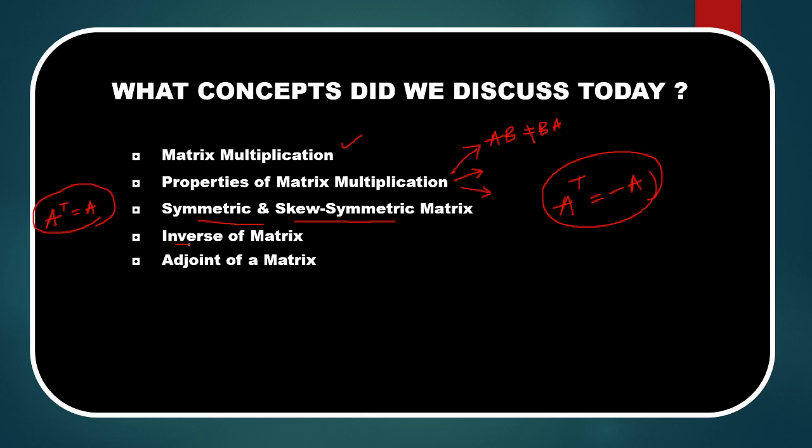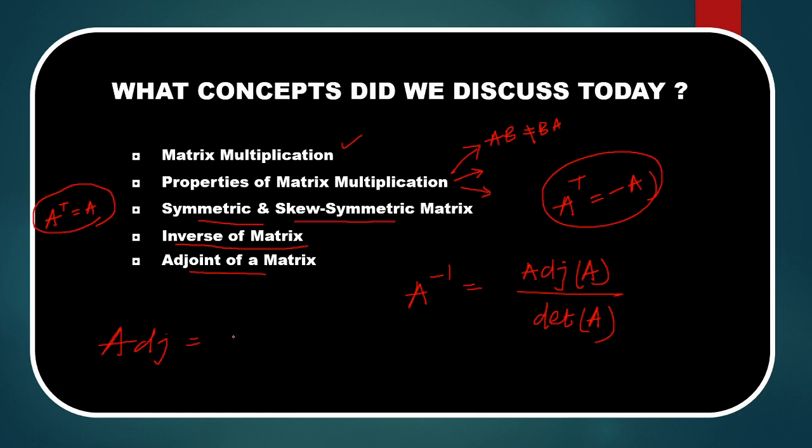Then we saw how to find the inverse of a matrix. A inverse equal to, first find adjoint of A, then divided by determinant of A. Then we saw how to find adjoint of a matrix. Adjoint equal to transpose of cofactor matrix. These are the concepts we discussed today.